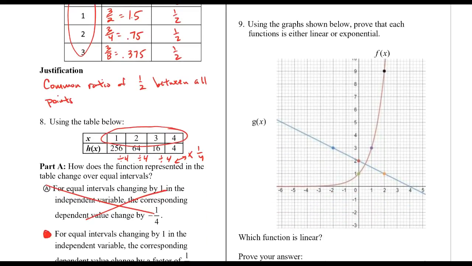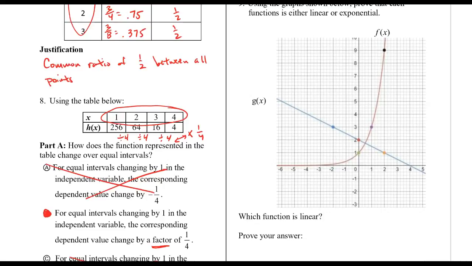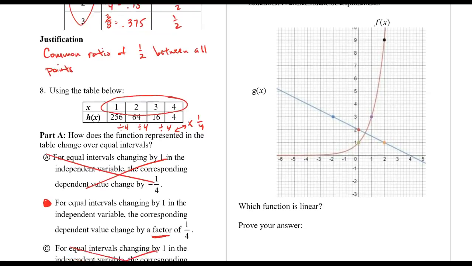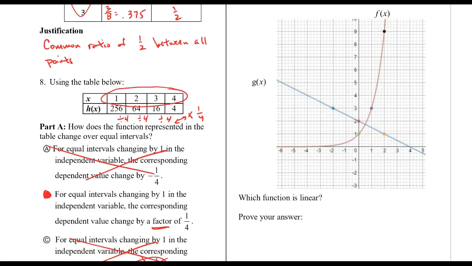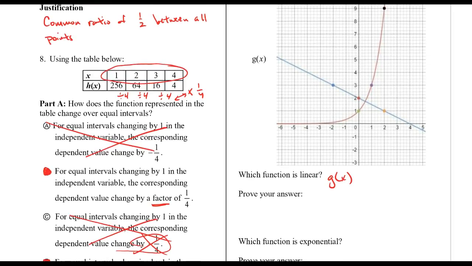Number 9, using the graphs shown below, prove that each function is either linear or exponential. So obviously we know g of x is linear. I hope we all know that because it's a line, it's not a curve. How do we prove it? Well, lines have a slope and they have a common slope. So we have 3 points that we can see.